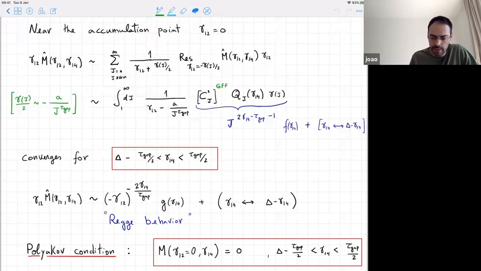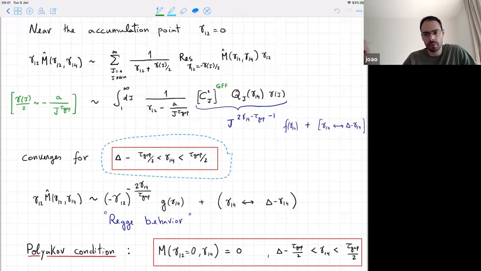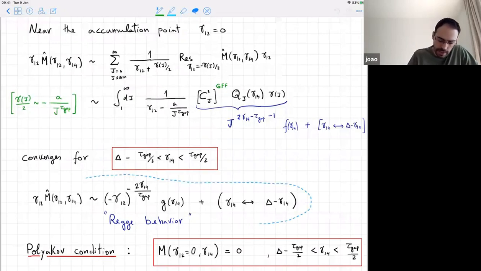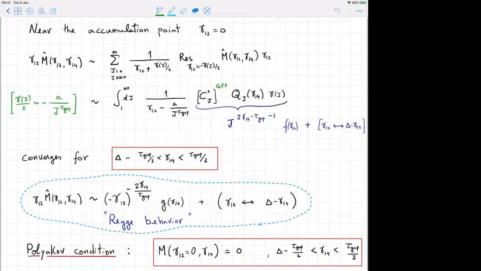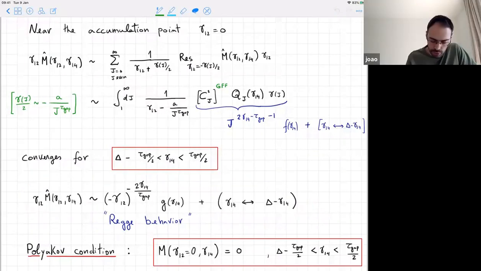First, this sum only converges if gamma 1 4 is in this interval here. Gamma 1 4 was the variable that was kept fixed. It has to be kept fixed in this interval, otherwise this does not converge. And if it's in this interval, you will find this kind of, well, we call it Regge behavior, this power law behavior that depends on the other variable. See, gamma 1 2 goes to 0, and the exponent depends on gamma 1 4.